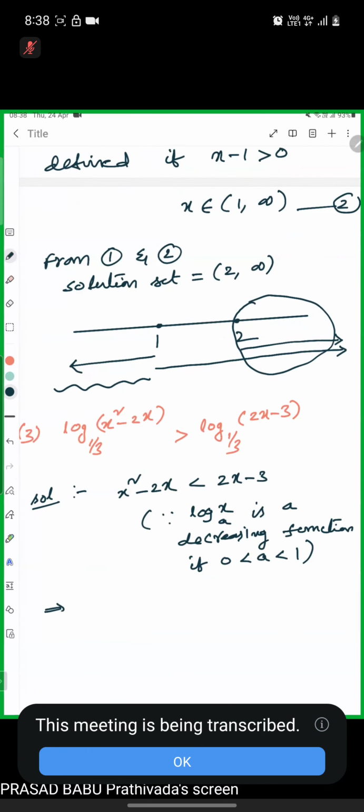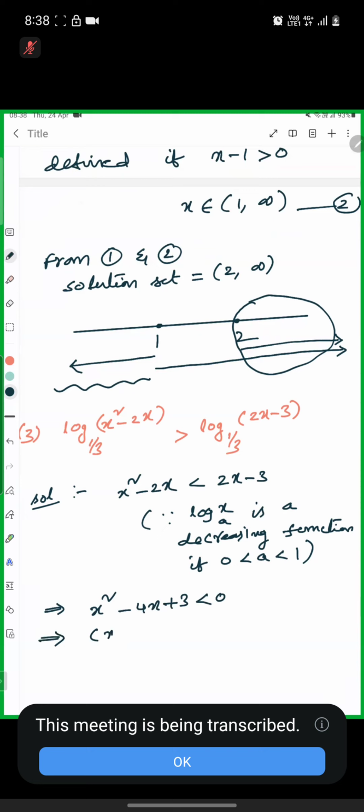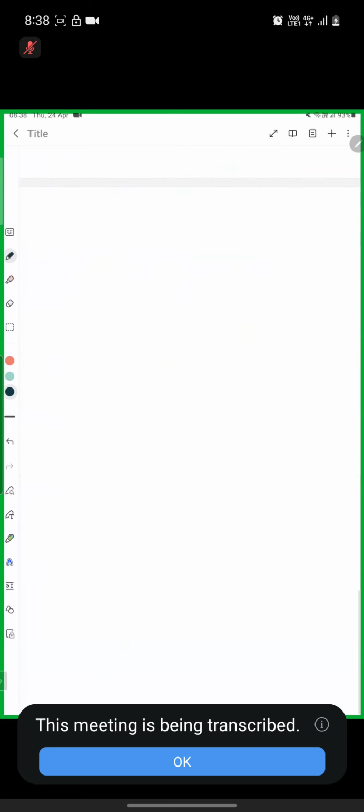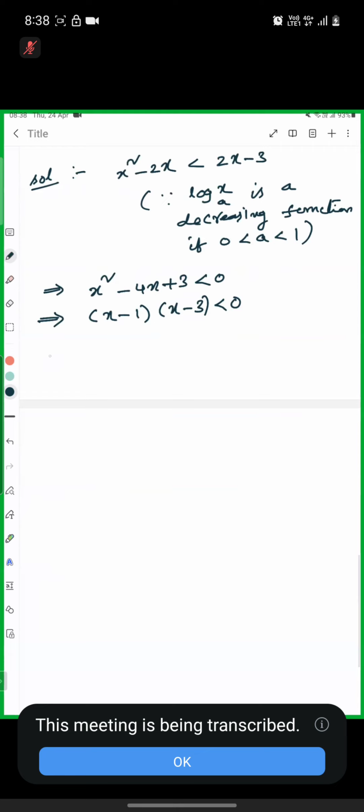Again, you get an algebraic inequality. x square minus 4x plus 3, that is x minus 3 into x minus 1 is less than 0. Tell me the x values using wavy curve. x belongs to 1 comma 3. Open or closed? Open bracket. Very good. So one part completed. x belongs to open 1 comma 3.